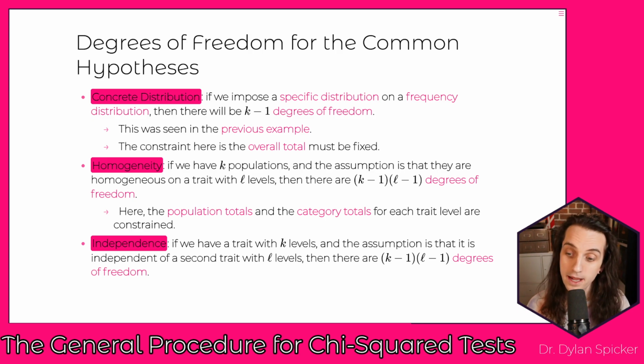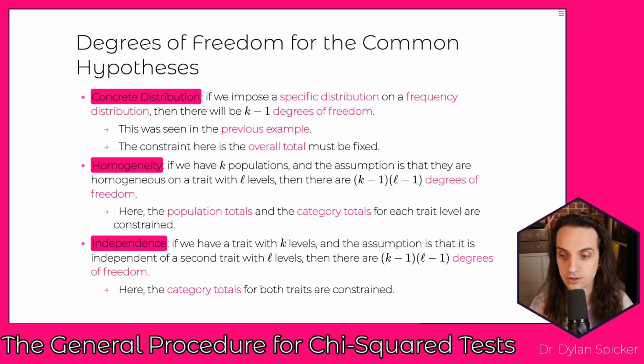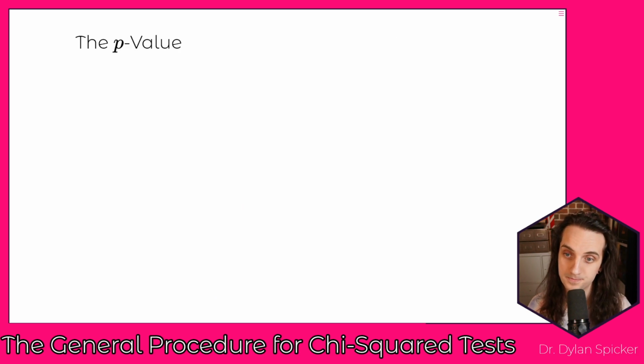Okay. Now with independence, right, we're thinking about there being 2 traits here. One of them has k levels, the other one has L levels, and we're assuming that those 2 traits are independent. It's going to turn out there are exactly the same number of degrees of freedom as with our homogeneity example, right? So there's going to be k minus 1 times L minus 1 degrees of freedom. We're looking at a contingency table that has effectively the same structure, and we're imposing effectively the same constraint on it. And so there ends up being the same number of degrees of freedom in that case, right? So we have our category totals being fixed for both our rows and our columns.